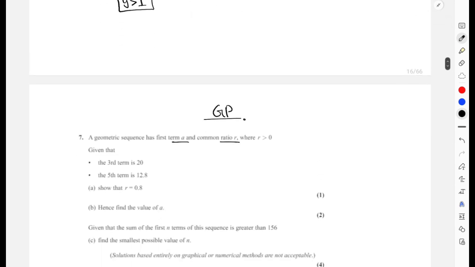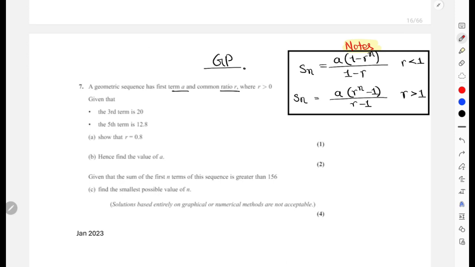Summation of n terms for GP is actually going to be, okay, now these are the formulas for sum of n terms for geometric progression. This one has to be used when the value for your common ratio is less than 1, and this one has to be used when the value for your common ratio is greater than 1.